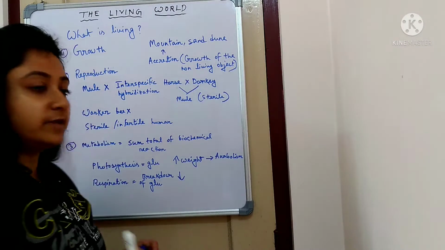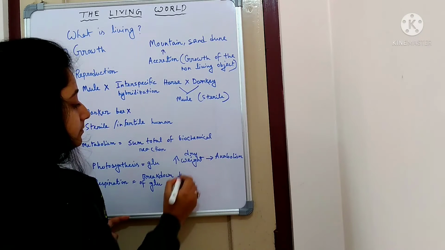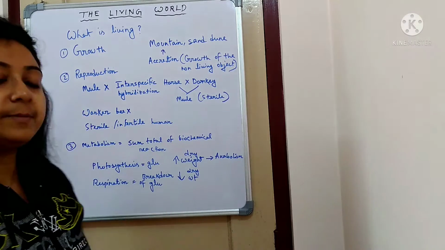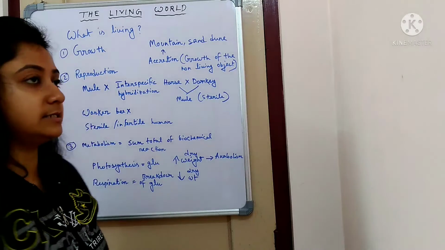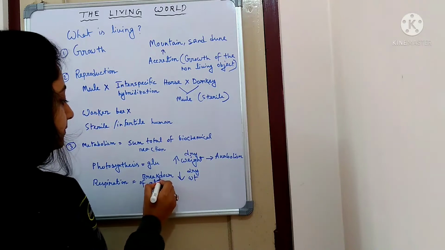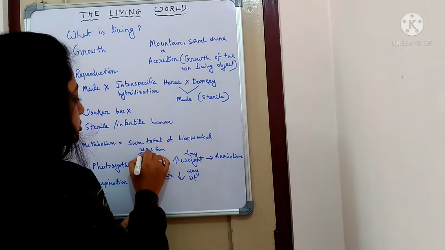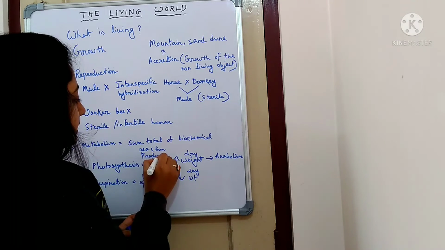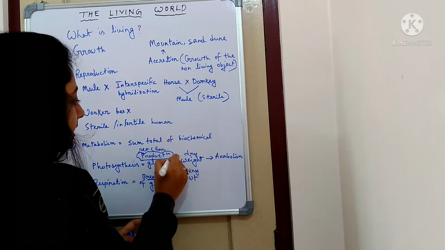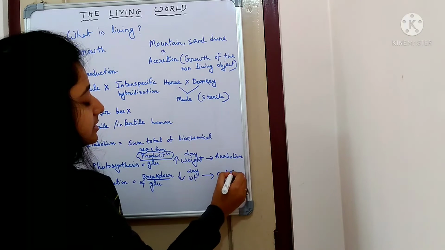So in this case, what will happen? The dry weight of the plant will be decreased. And in this entire scenario, we can find that breakdown of the substances is happening. Here the production of the substances was happening, and in this case, breakdown of the substances is happening. So that is why this process is considered as catabolism.